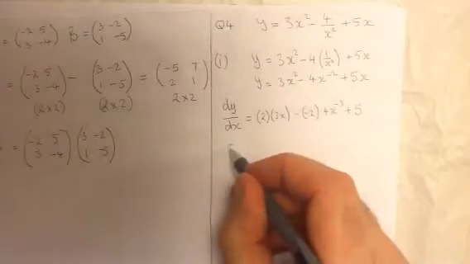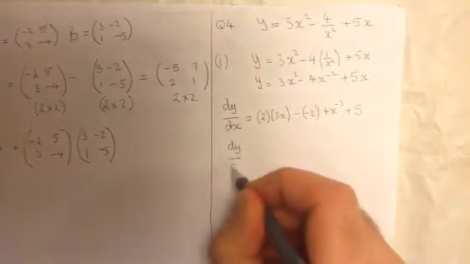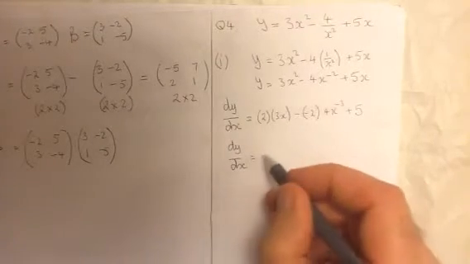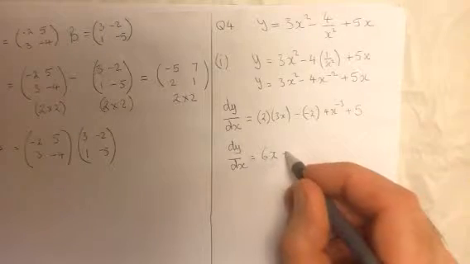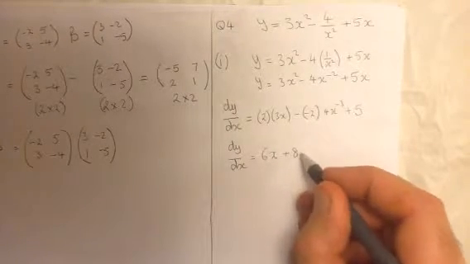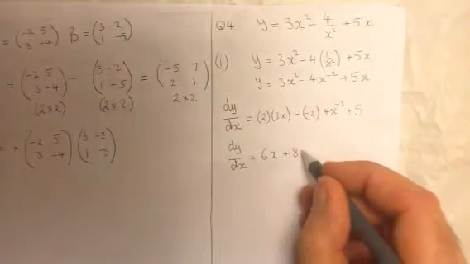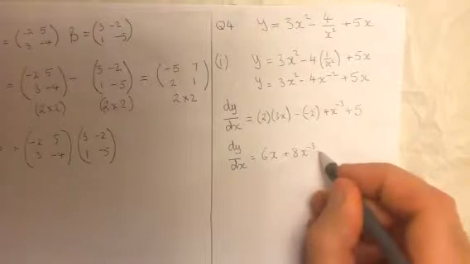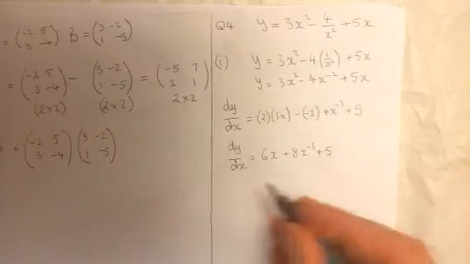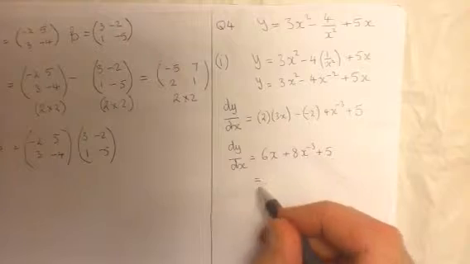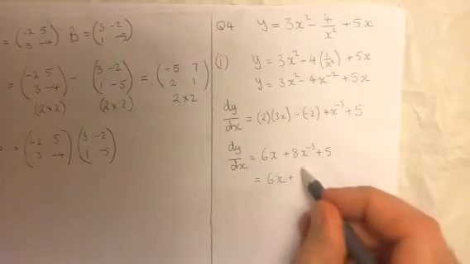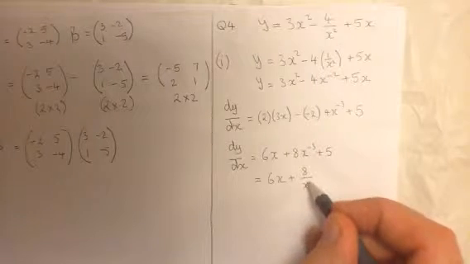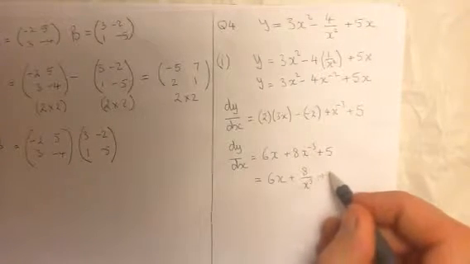So simplifying that, we have dy/dx equals 6x, and we're taking away 2, so it's plus 8. 2 4s are 8. x to the power of minus 3 plus 5. Or to give it in the same format as the question was originally, 6x plus 8 over x cubed plus 5.